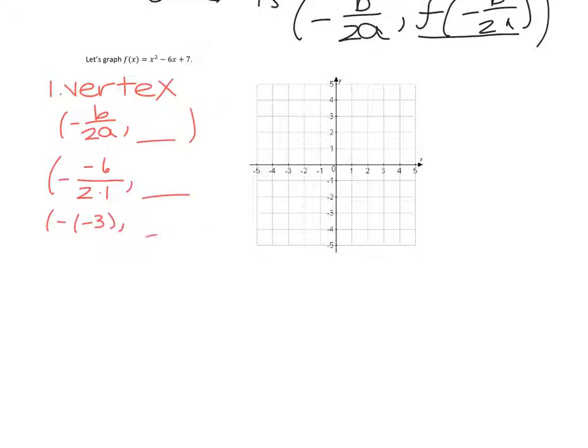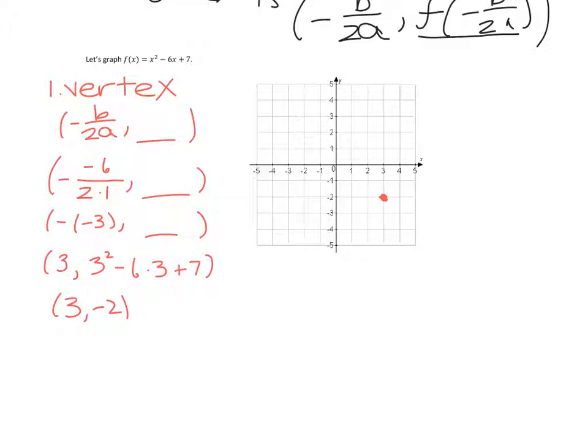So we don't know the y-coordinate yet. So now we're going to plug 3 into our function. So 3 squared minus 6 times 3 plus 7. So 9 minus 18 is -9, plus 7 is -2. So (3, -2) is your vertex. So let's put that on there.